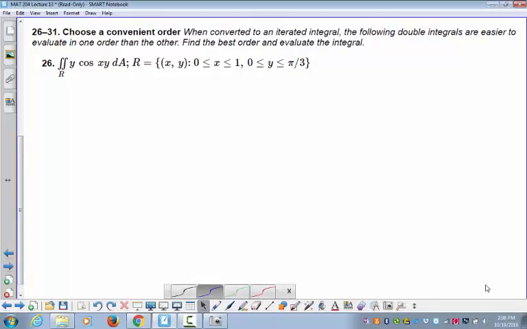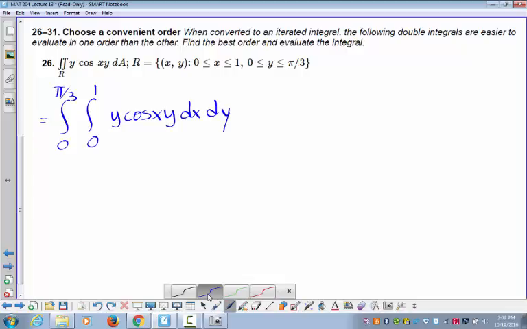Levi suggested integrating with respect to x first. Does everybody see why that's a good idea? Yeah, because the partial of xy with respect to x is y, and we'll divide by it. All right, cool. So let's turn our double integral into an iterated integral. We're going to do x first, and then y. X goes 0 to 1, y goes 0 to pi over 3. All right, so there's our iterated integral.